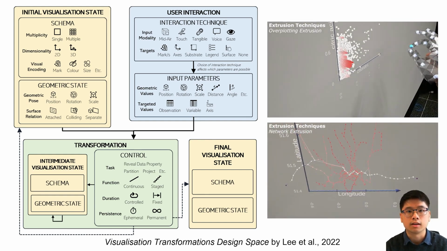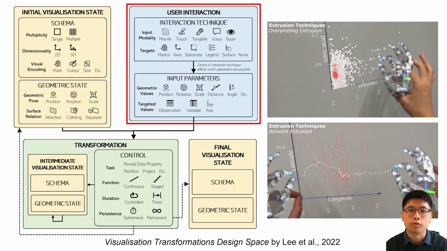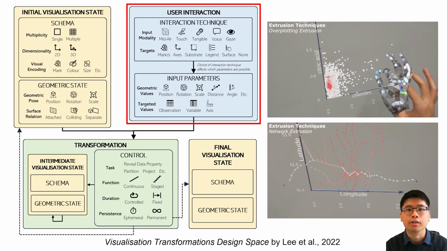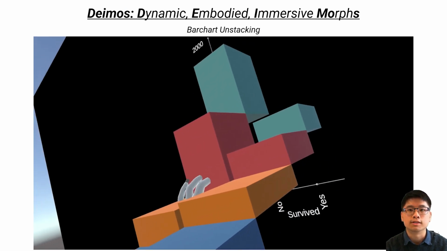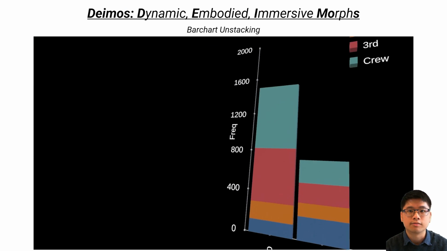In our previous work at CHI 2022, we presented a design space for how immersive visualizations can be transformed between 2D and 3D. A core part of the design space was the user interactions used to perform the transformation. However, it focused only on their design and not on how they can be created. In this work, we continue by introducing Deimos, a declarative grammar for authoring dynamic, embodied immersive morphs.